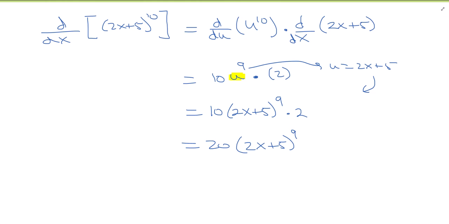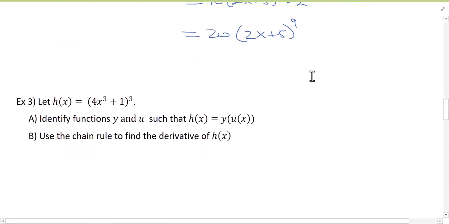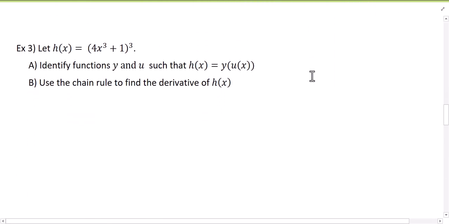Let's try another example. So let's try this example. Let h of x be (4x cubed plus 1) to the 3rd. So part A is identify functions such that, essentially, we have a composition of functions. So what two functions are being composed is what this is asking. So identify y, that's the outside function, and then u is the inner function. So what are the two functions being composed here?